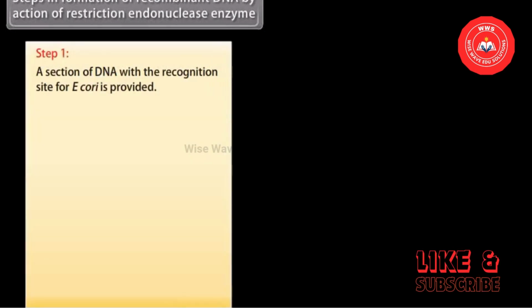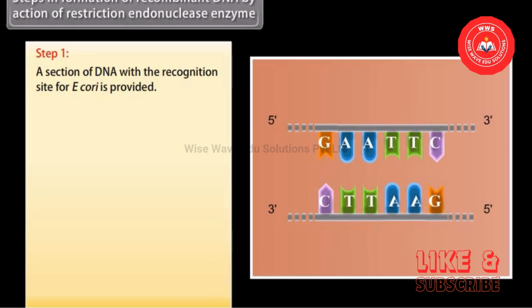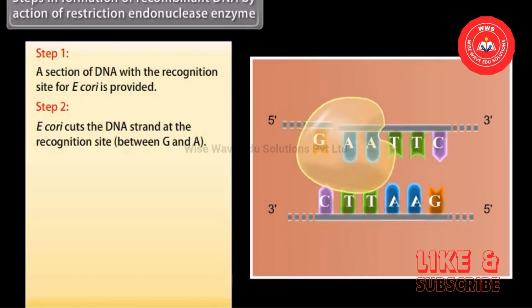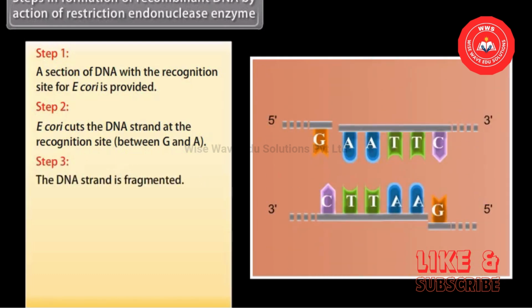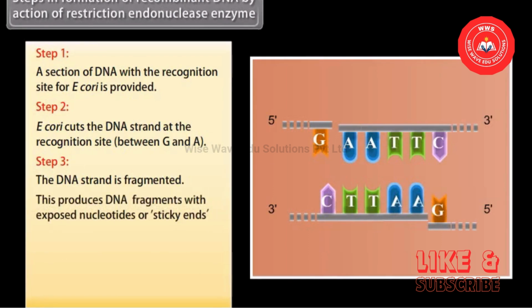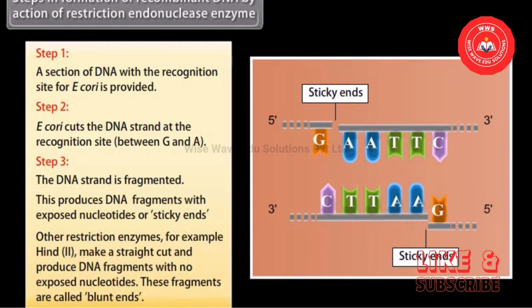Step 1. A section of DNA with the recognition site for E. coli is provided below. Step 2. E. coli cuts the DNA strand at the recognition site between G and A. Step 3. The DNA strand is fragmented. This produces DNA fragments with exposed nucleotides or sticky ends. Other restriction enzymes, for example Hind 2, make a straight cut and produce DNA fragments with no exposed nucleotides. These fragments are called blunt ends.